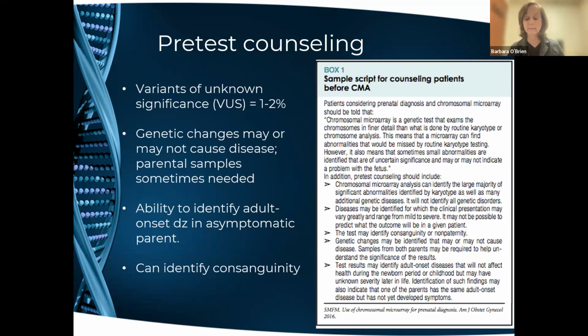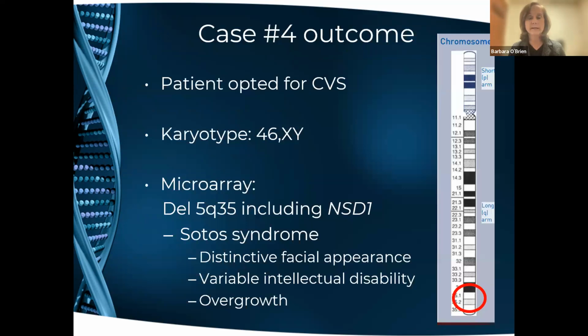Genetic changes may be identified that may or may not cause disease, so samples from both parents may be required to help understand the significance of the results. And finally, we need to really drive home that these test results may identify adult onset diseases that will not affect health during the newborn period or even childhood, but may have unknown severity later in life. Identification of such findings may also indicate that one of the parents has the same adult onset disease but has not yet developed symptoms. So it's important for parents to know that they can learn through their fetus that they have something they may develop but haven't exhibited yet. So kind of complex counseling for an array. Next slide. Karen, why don't you go through this?